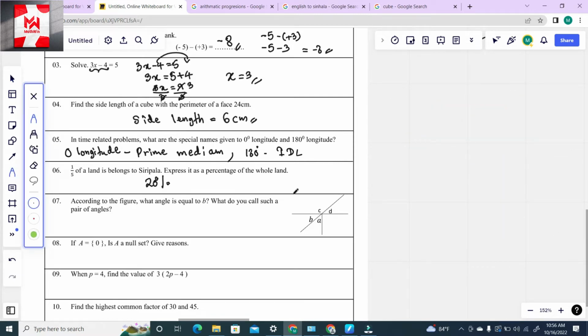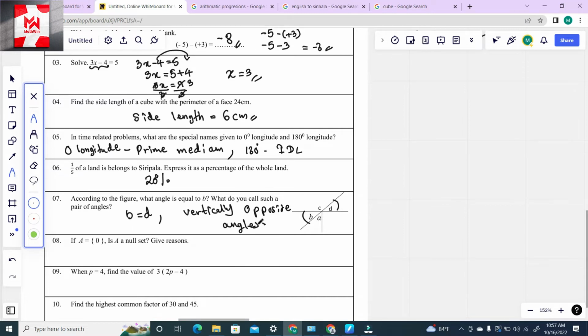So here you know what the vertically opposite angle is. This one is B, therefore B and D are vertically opposite angles. Therefore what is the angle equal to B? Then we can write B is equal to D. We call these vertically opposite angles.